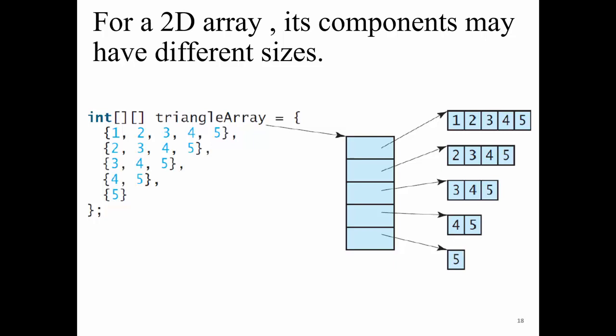Now, this is the beauty of Java. You can define a square array, where all the rows have the same number of elements, but Java also allows us to define an array where the rows have different numbers of elements. You can see in this example, the triangle array contains 5 elements. The element at 0 contains 5 elements, but the element at 4 contains only 1. So this is a triangle. You can define a table or two-dimensional array in Java where the number of columns is not the same for all the rows. Okay?